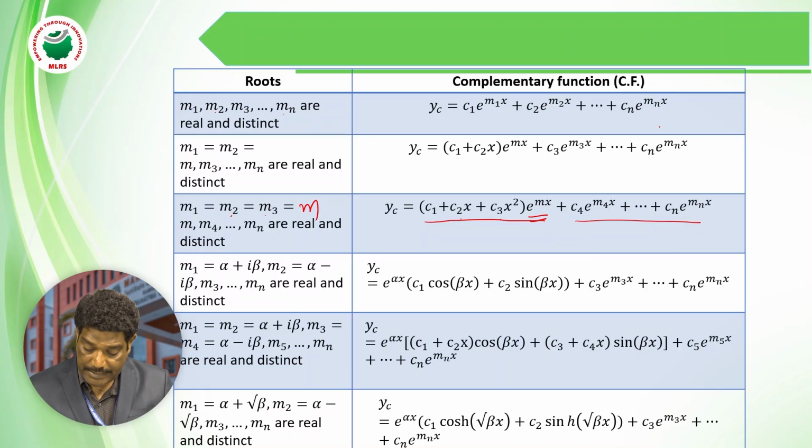Next, if the roots are complex numbers, the roots may be like alpha plus i beta and alpha minus i beta. This will be a complex root.